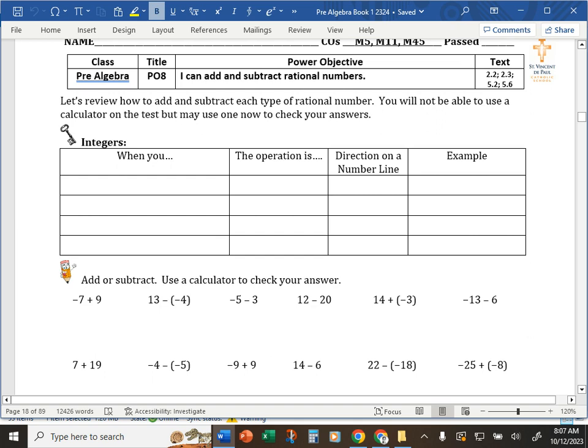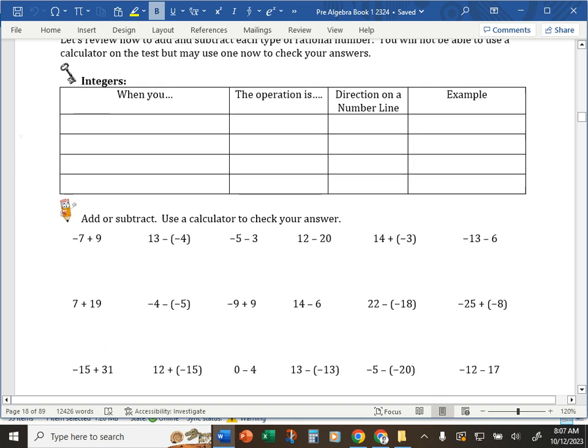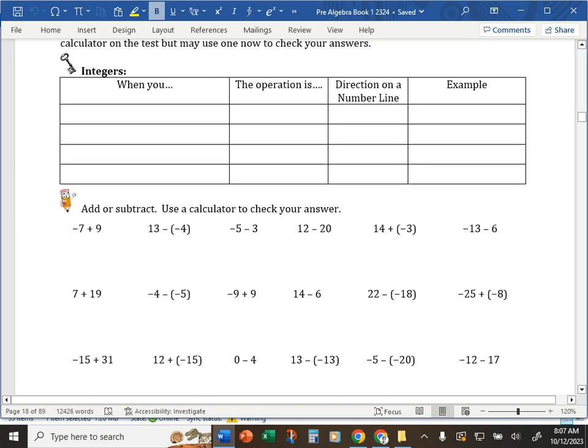So you've had experience with this, but it is worth reviewing again and again, because if you struggle with addition and subtraction of integers, decimals, fractions, then everything else that we'll do in here is going to be an added challenge, because we're going to be using these skills, thus the PO. So let's kind of review. Let me know what you remember.